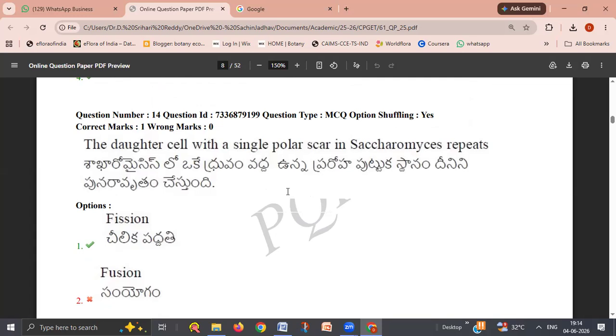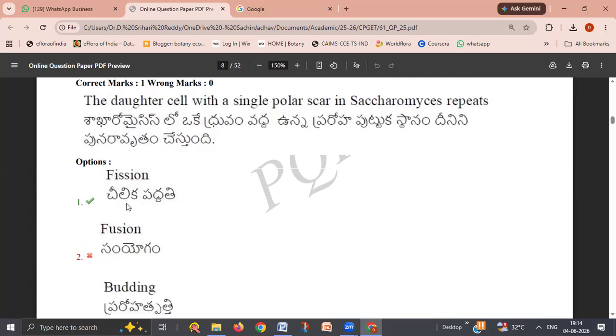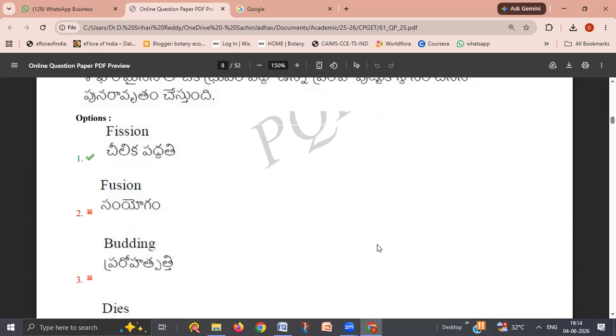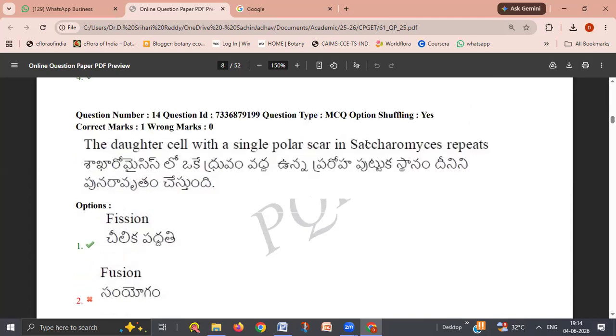Okay, and here it might be wrongly ticked as a right answer, but fission is not related to Saccharomyces. Fission is related to Saccharomyces. Okay, and fusion, there is no fusion here. And budding, the right answer is budding. Saccharomyces cerevisiae undergoes division by budding.